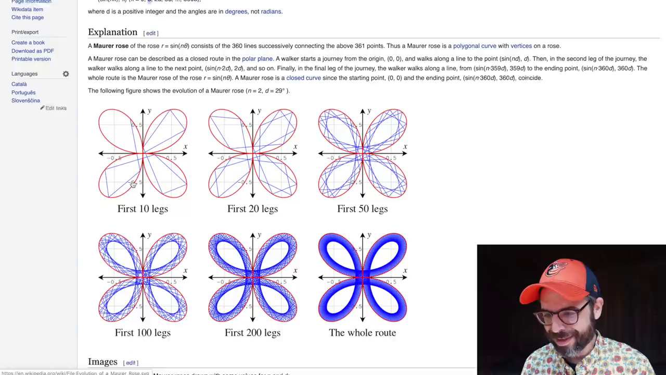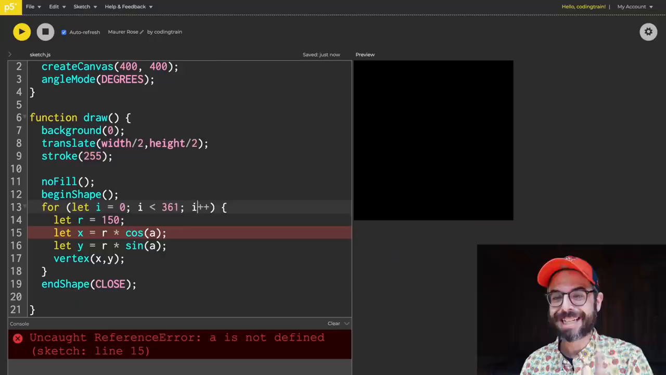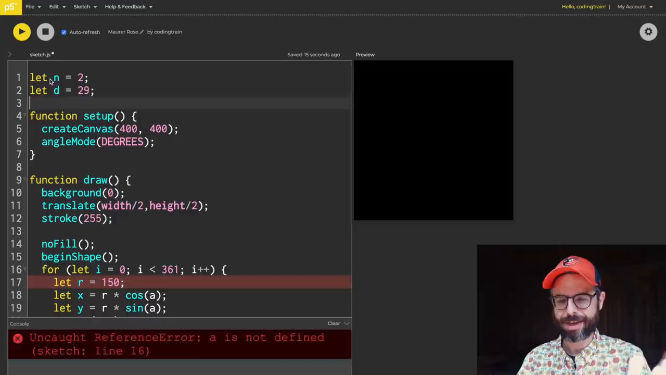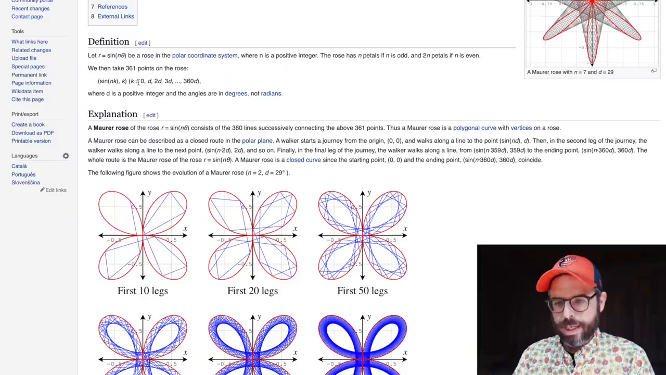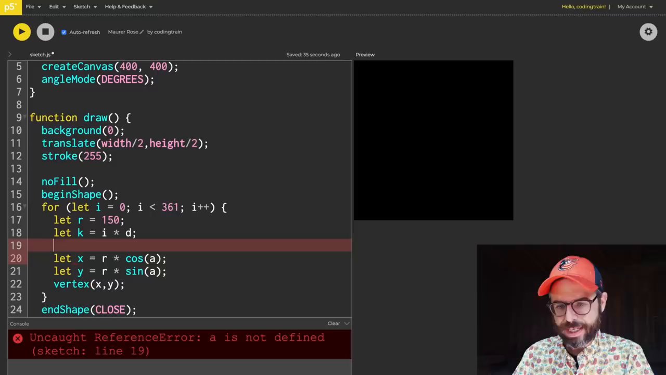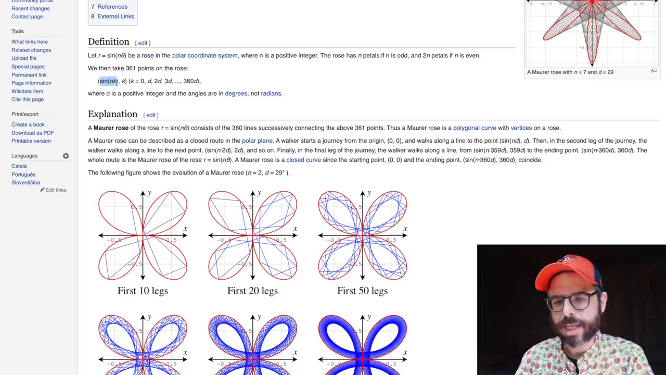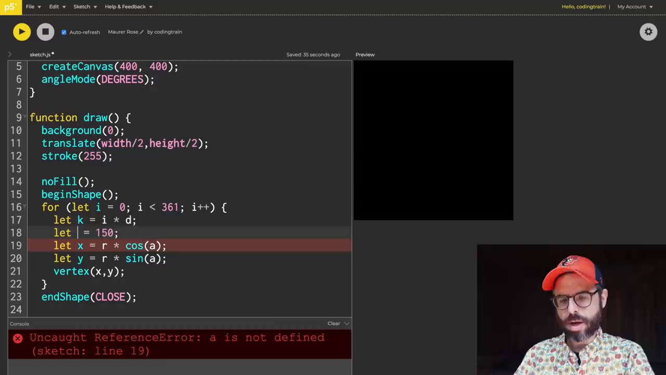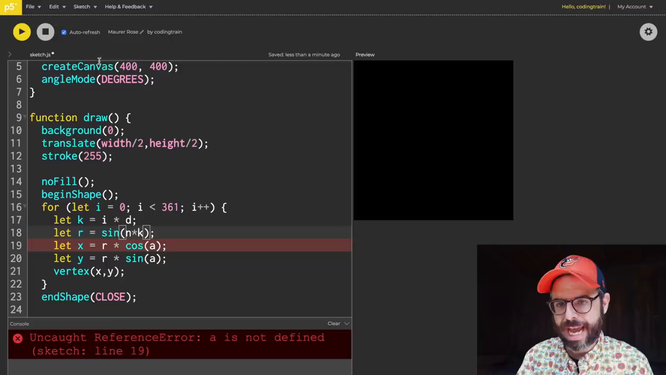So all right, let's go back to the code. Let's actually put those on the top. Let n equal 2, let d equal 29. There we go. This is going to make my life a lot easier. And so now what I want to say is k equals i times d, okay? k equals i times d, and then r is sine of n times k. Okay, and then the angle is just k.